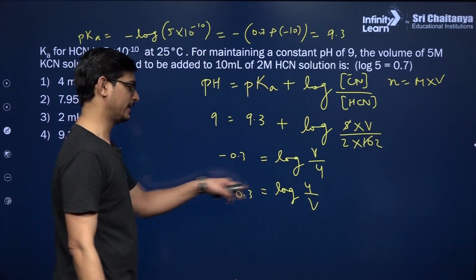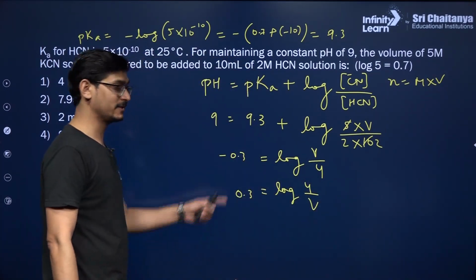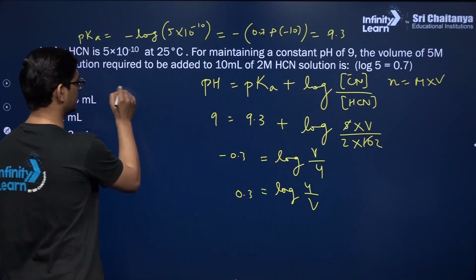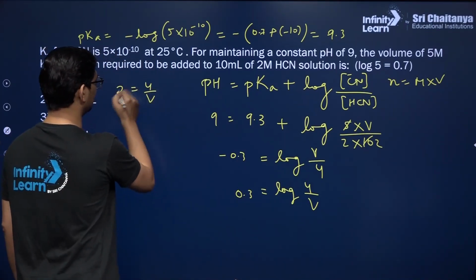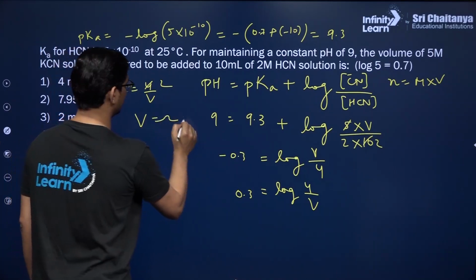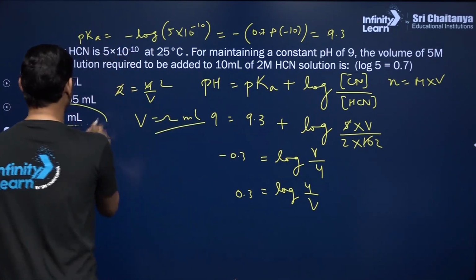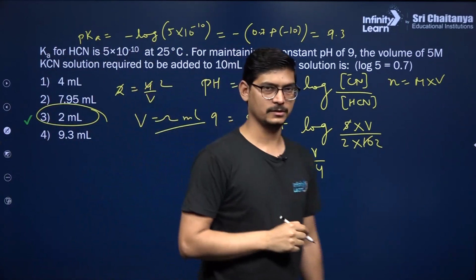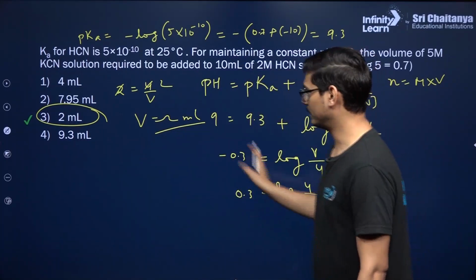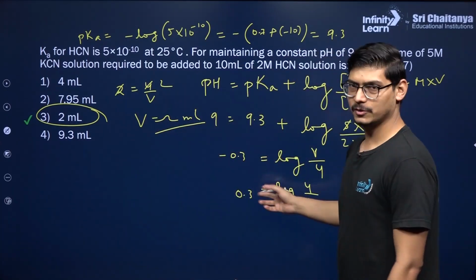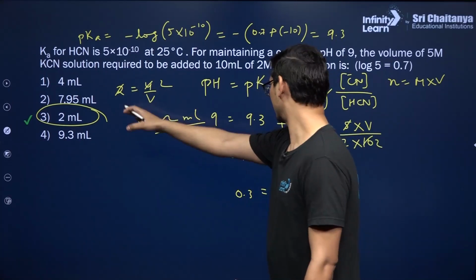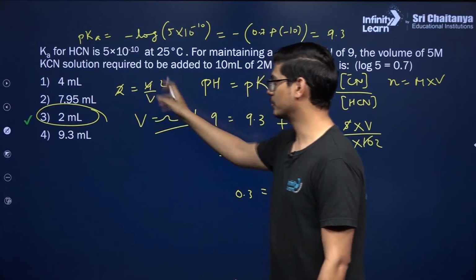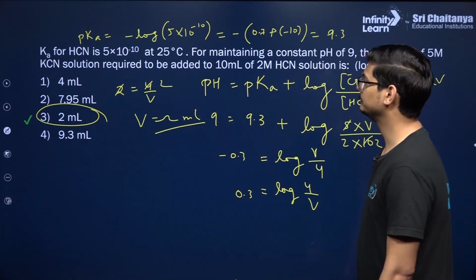Now you know, if you take anti-logarithm, log of 2 is 0.3. So basically this is 2 is equal to 4 by V, or V is equal to 2 ml. So that is the correct answer to this question, right? So 0.3 is this, so take the anti-logarithm, anti-log of 0.3 is 2. So 2 is equal to 4 by V, log cancels, V is equal to 2, right?